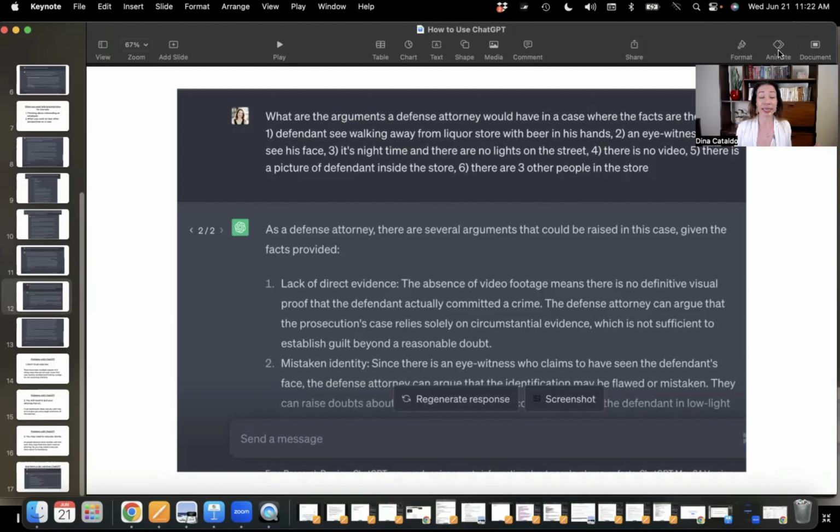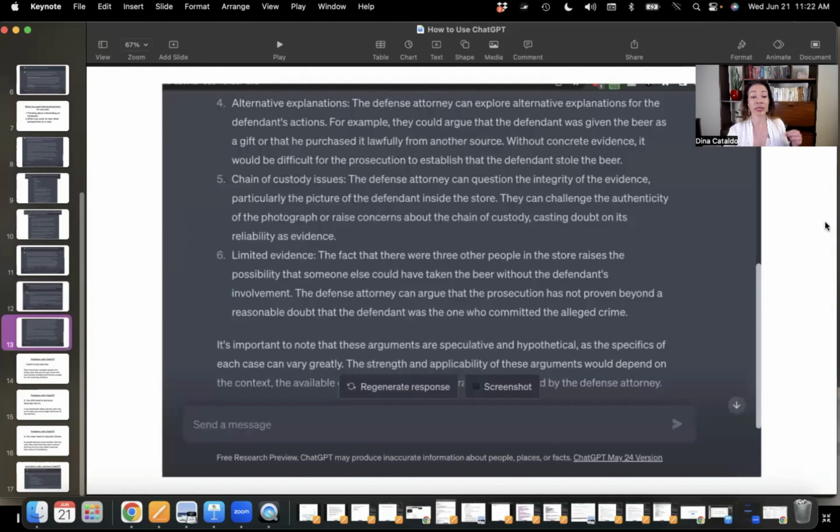And of course, it gave me some directions, right? Lack of direct evidence, mistaken identity could be a defense, chain of custody issues, limited evidence. So those are different considerations that I could then start thinking about as a young attorney that maybe I wouldn't have thought of. Maybe I wouldn't have thought of chain of custody issues. And then I could go back to the file and I could see whether or not maybe there was a chain of custody issue. And that's why the defense was bringing a motion.